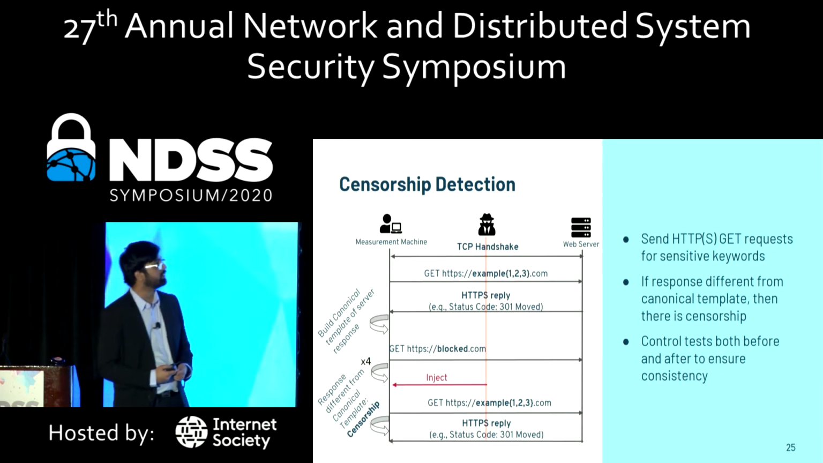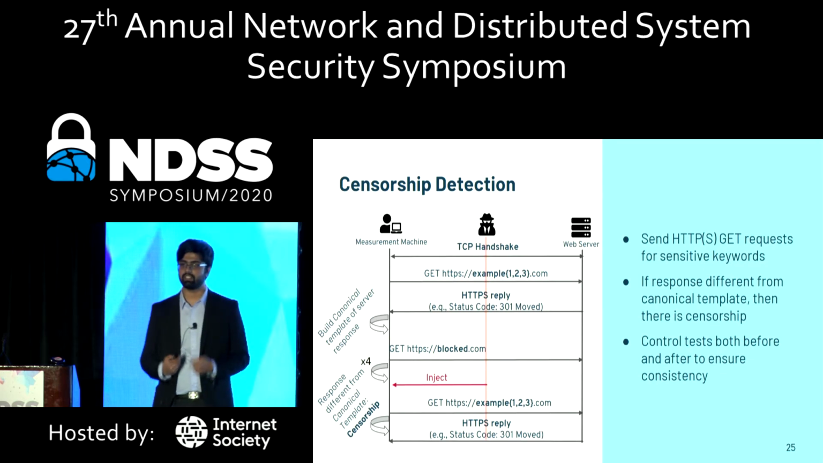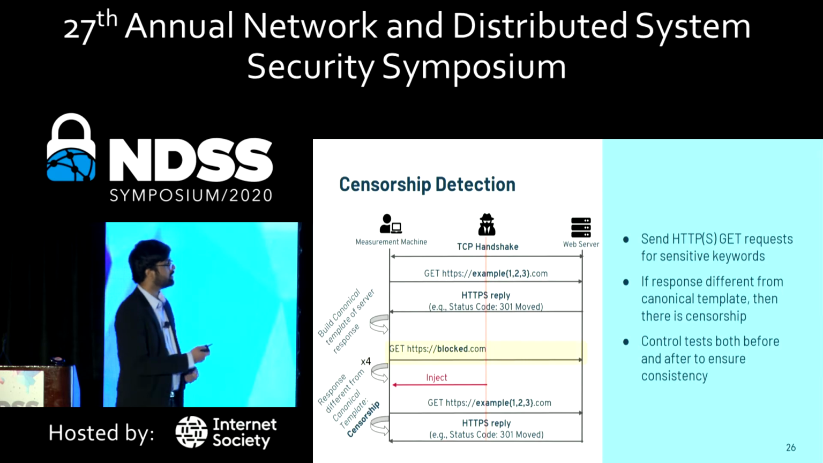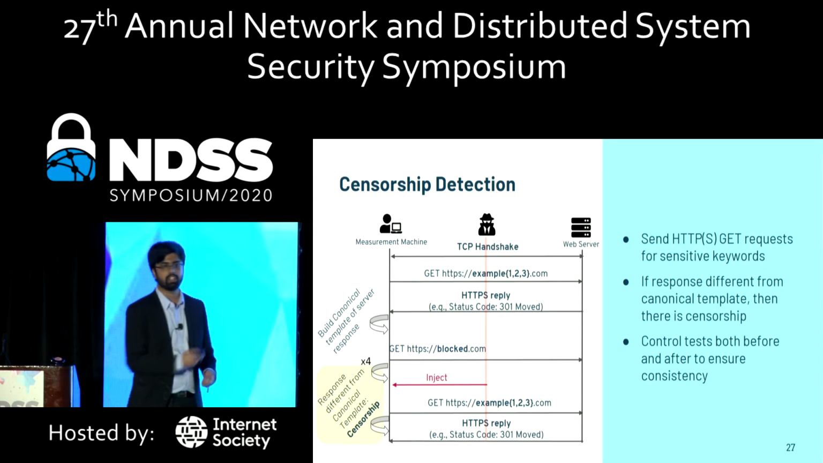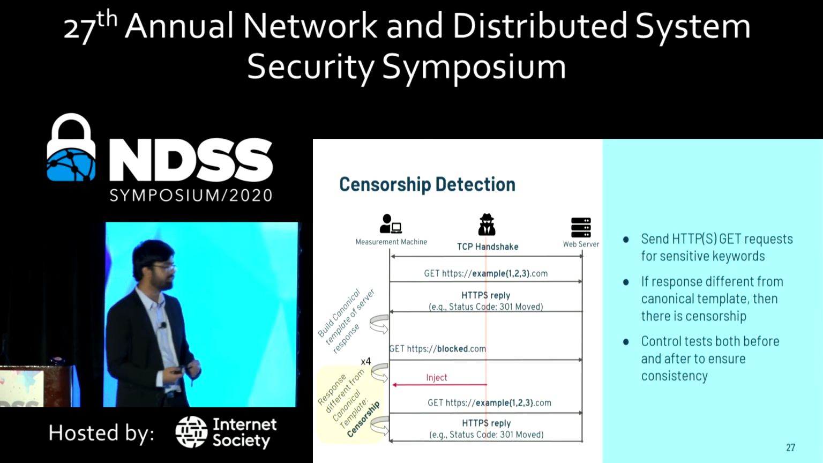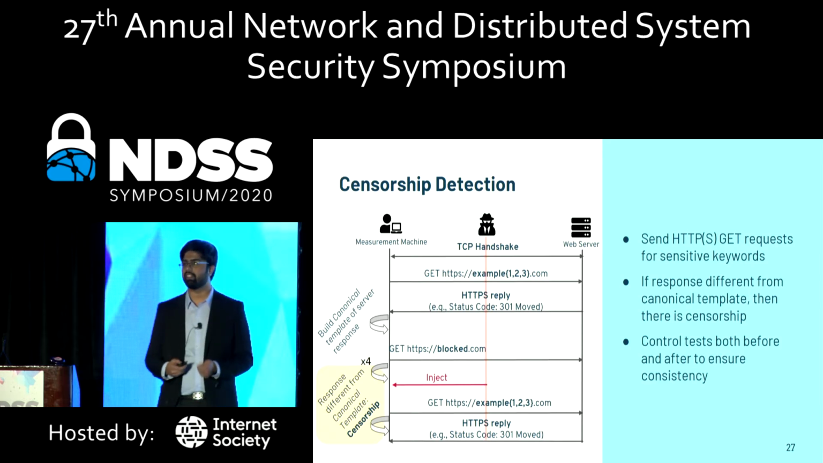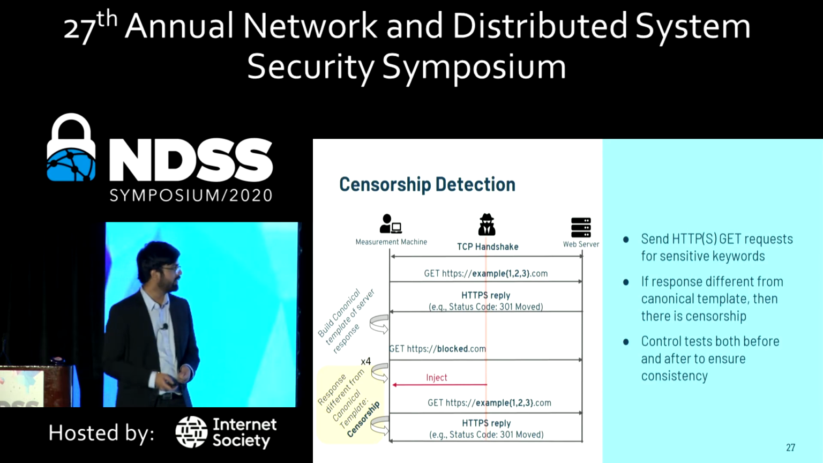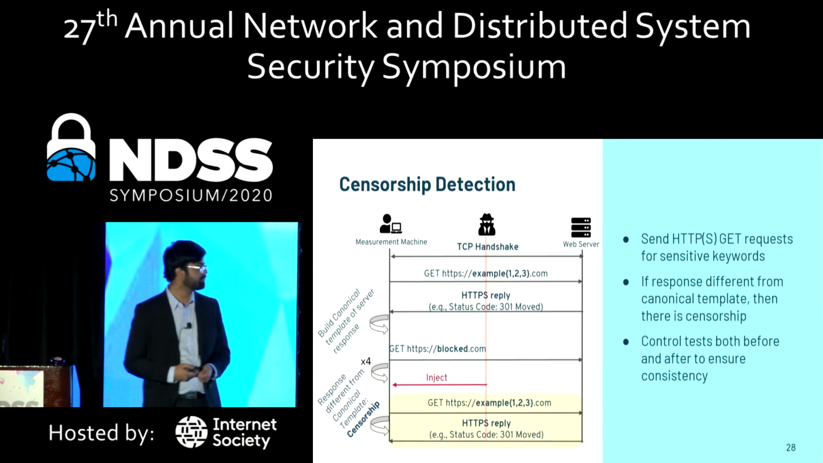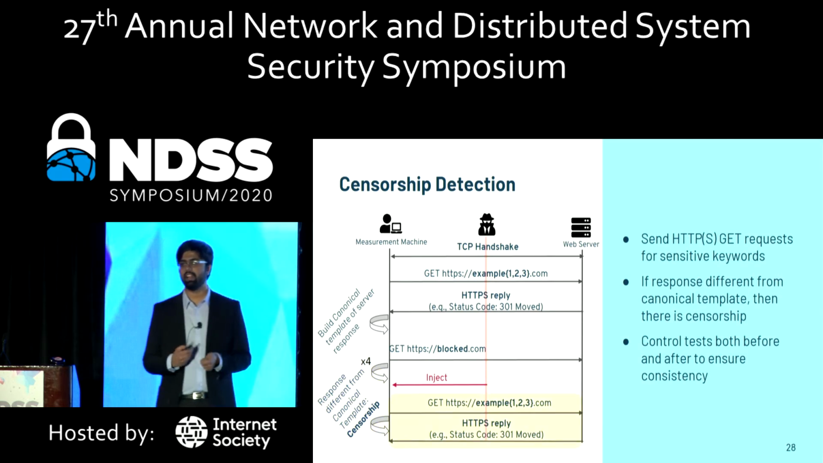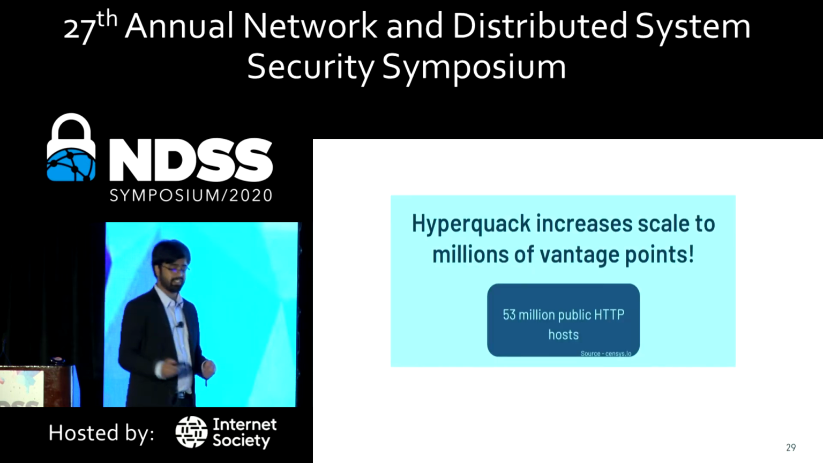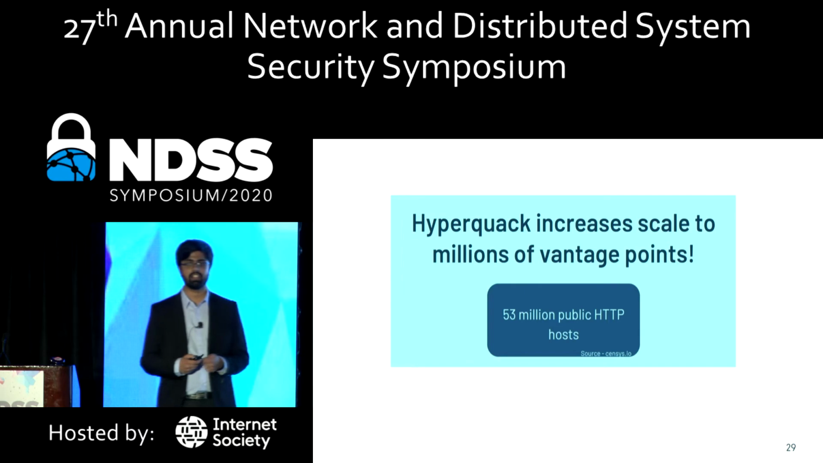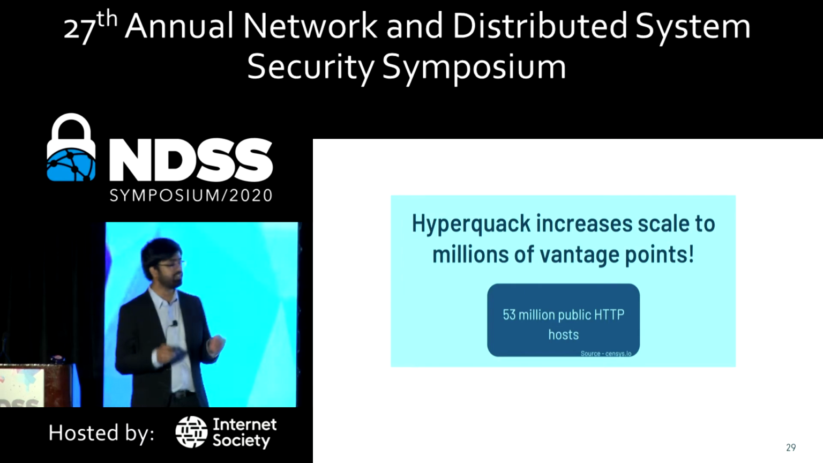Once we have generated the canonical template, we can now test for censorship. We send a request to the server with a sensitive keyword, such as block.com, and then we compare the response that we received from the server to the canonical template. If the response is different, this is indicative of some sort of interference in the path. I would like to note here that we do perform retries and control tests both before and after a test measurement to ensure consistency.